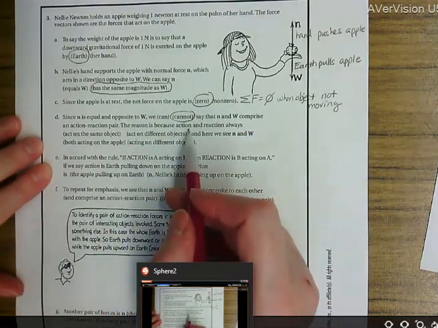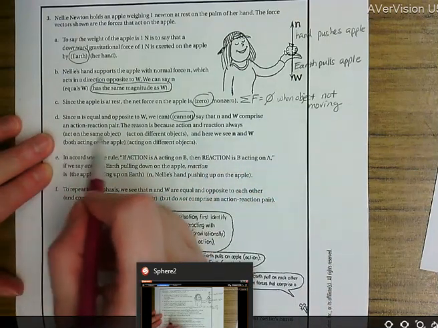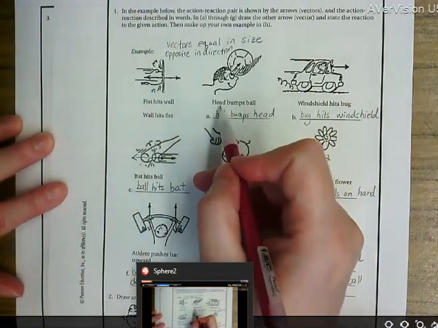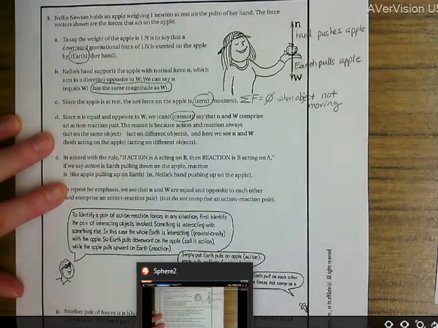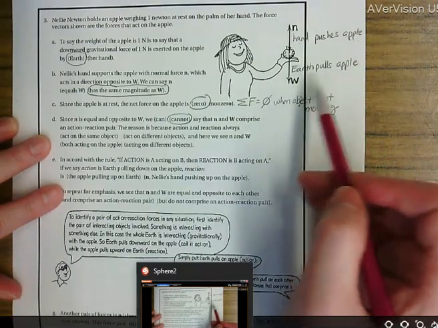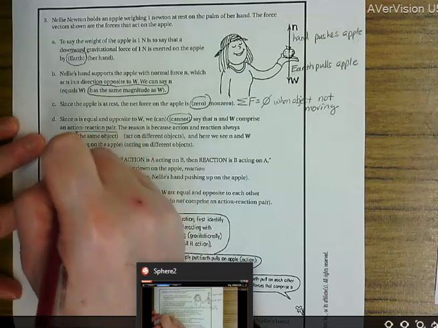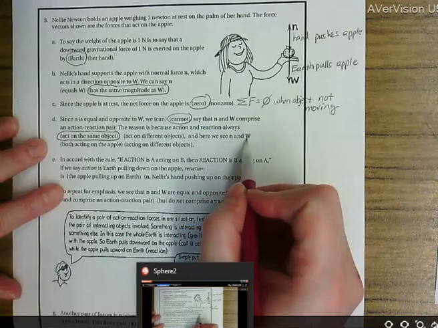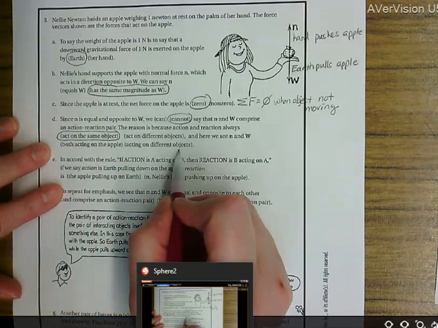The reason is because action and reaction always act on the same objects. Head, ball, ball, head, it's the same objects. This is hand, apple, apple, earth. And here we can see that N and W are both acting on the apple, or are acting on different objects.